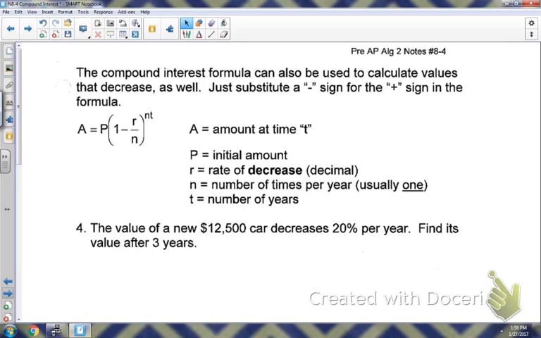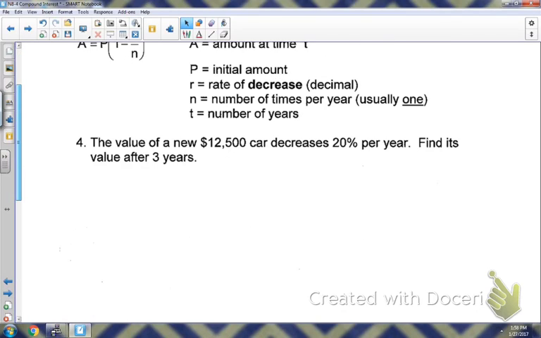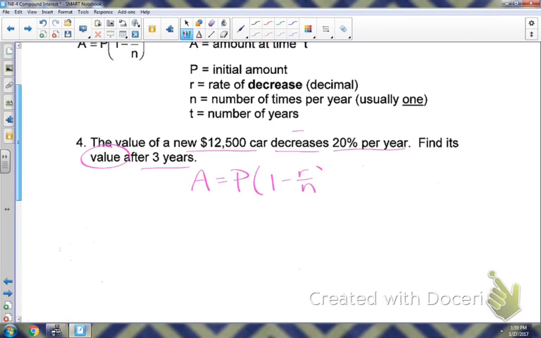All right, so all those problems were increasing. There are sometimes when it decreases. Okay, so what you will do is you'll just subtract on your compound interest instead of adding. So let's look at 4. The value of a new $12,500 car decreases, so we'll be subtracting, by 20% per year. You're finding the value after 3 years. So we'll be using the formula, but we'll be subtracting this time because it says decreases. If it says depreciate, decreases, it's going down.